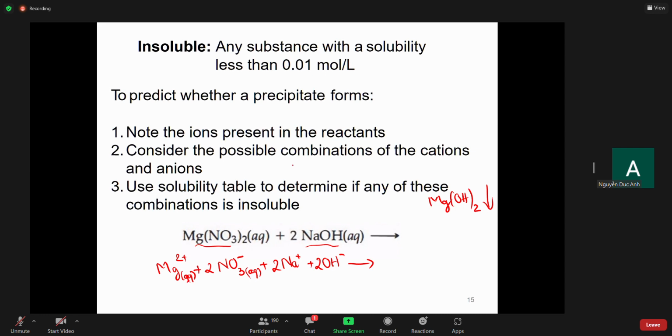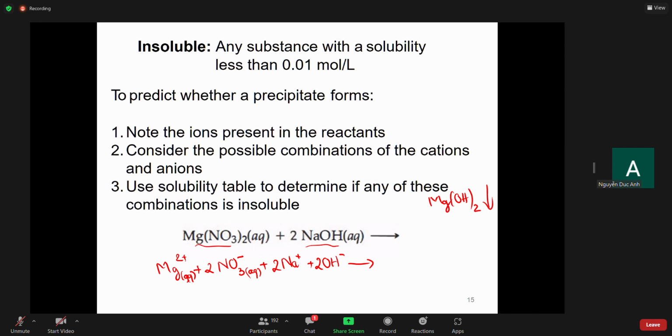Another kind of combination is related to the cation of sodium plus. Okay, but in the solubility table, you will see sodium plus will form all kinds of salts with any other anions as soluble materials. Okay, so sodium plus, we don't need to care about them. So it means that this reaction will form magnesium hydroxide precipitate.